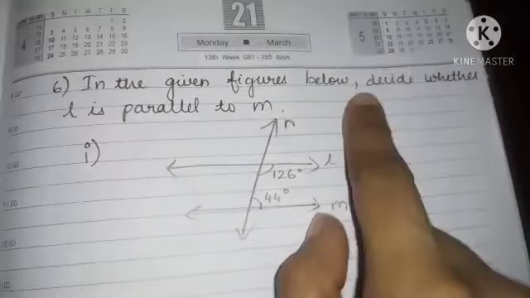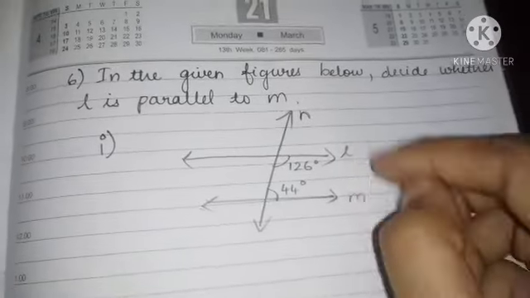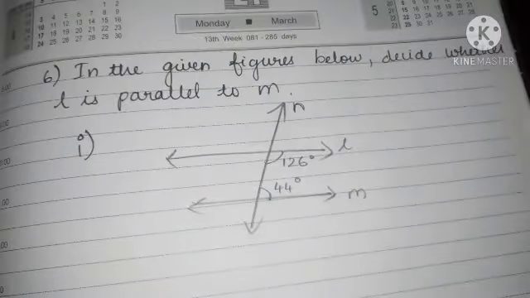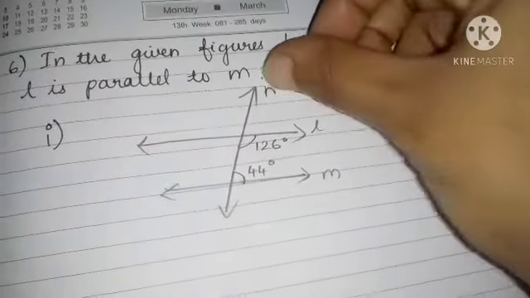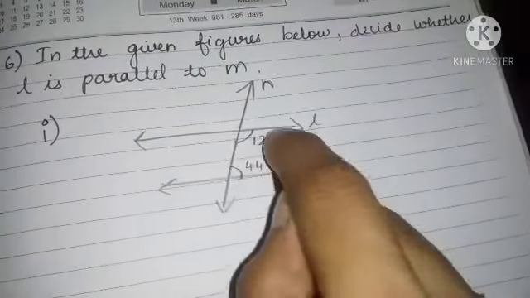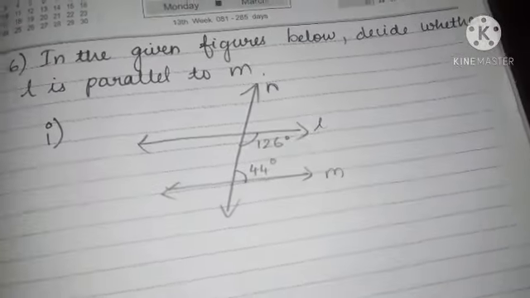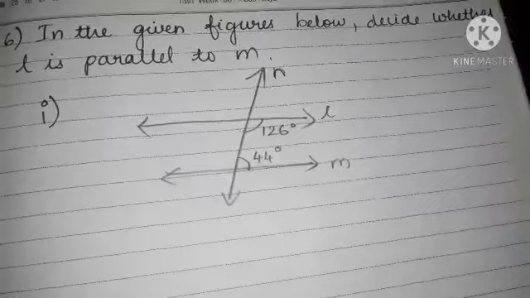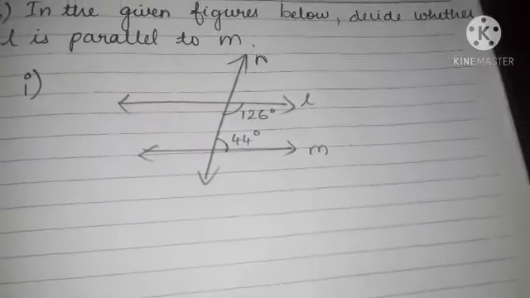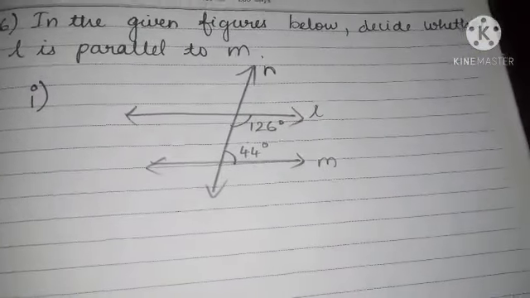Next is your sixth problem. In the given figure below, decide whether L is parallel to M. Okay, L is parallel to M or not, we have to check it. If it is a parallel line, N will be transversal obviously, but if N is transversal, we should say that if you add these two angles, it should come 180 degree, because this is the interior angle on the same side of the transversal. So if you add like that, you should get 180 degree, correct? So then only we can say that N is transversal. If N is transversal, L and M are parallel lines.